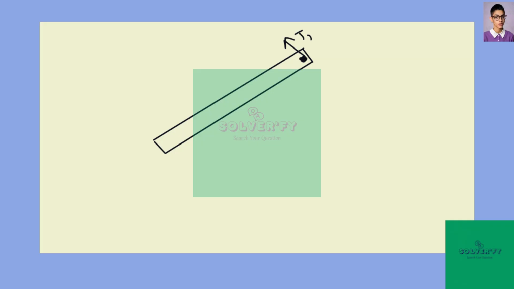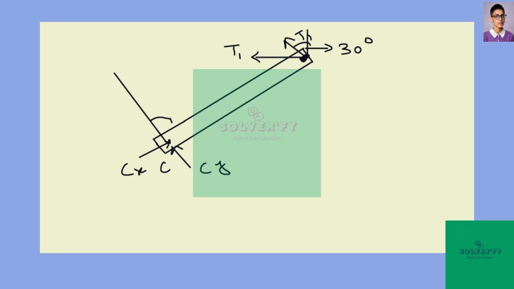Here it is T1, and here it is T1, and here the angle is 30 degrees. And now at this side, here it is point C, Cx and Cy are the forces, and at angle 45 degrees, and here it is Fs, at a distance of 50 mm. So now going further, we can write, taking moment about C.